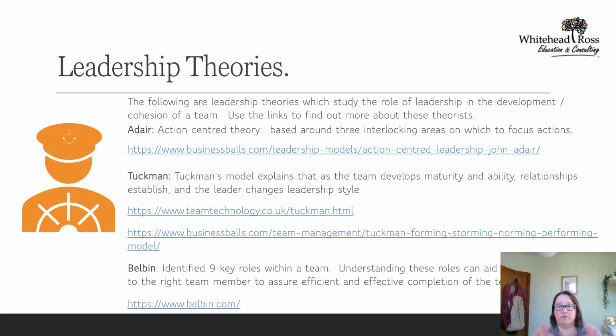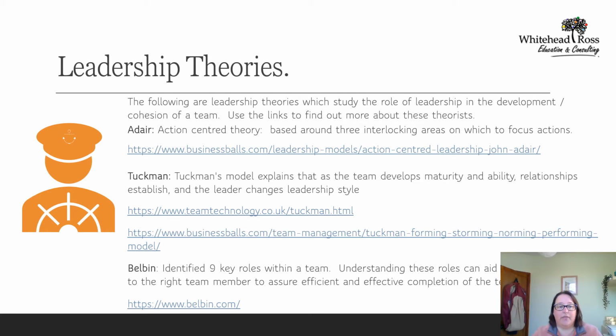Tuckman is looking much more at, like it says, development, maturity of the team. So Tuckman is basically following on how the team develops from formation of the team through to the completion of the task. And it's looking at the relationship between the team leader and how maybe that leadership style needs to change as the team matures and works through its formation.